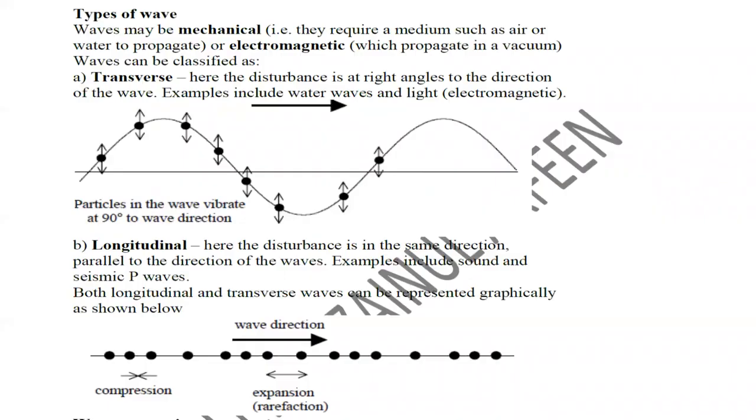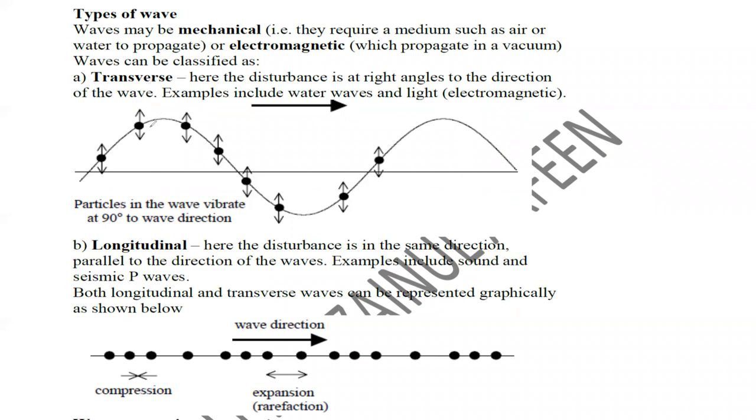So as you can see, these are the types of waves. A wave may be mechanical. A mechanical wave requires a medium, like sound waves; they need particles to travel. And a wave can be electromagnetic. Electromagnetic means a wave that can travel without a medium. And then it can be further classified into transverse and longitudinal.